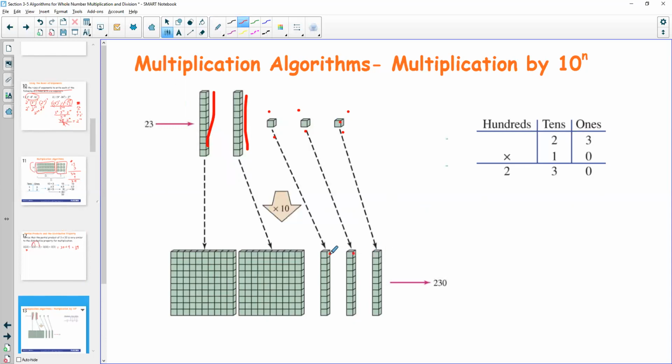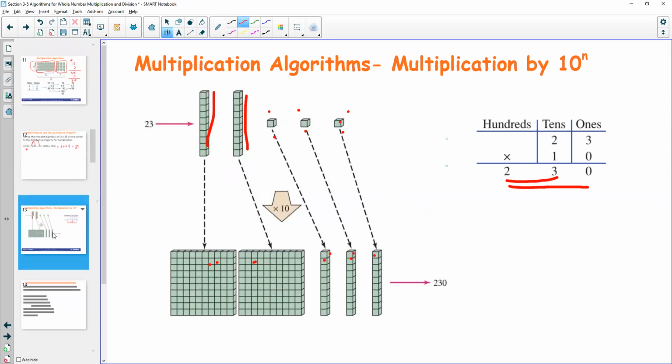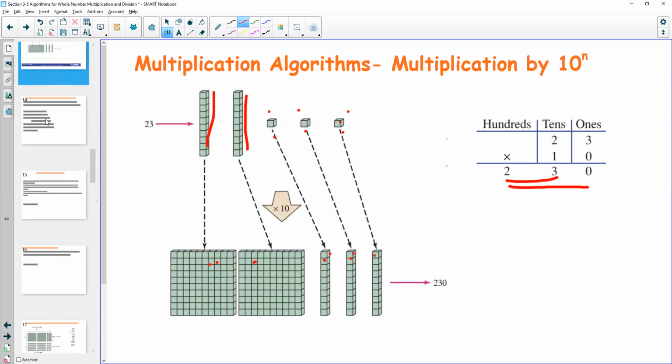10, 20, 30. Each of my 10s becomes 100. 10 times 10 is 100. 10, 100, 200. So I have 100, 200, 10, 20, 30. So 23 becomes 230 when we multiply by 10. You know that, but you may not have done it in pictures like this.